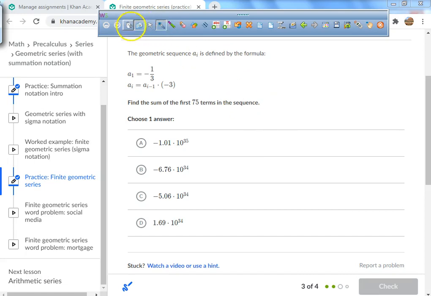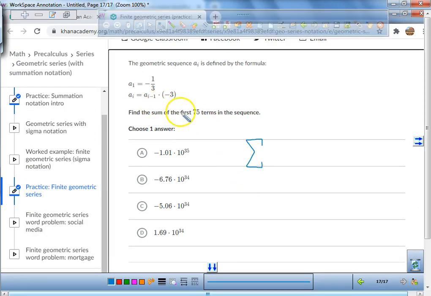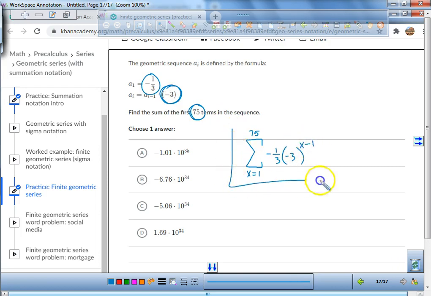So I'm going to set it up. Here's your summation notation. It's telling me there is a total of what? 75 terms. So I'm going to start. I'm just going to put x equals 1. Up here I'm going to put a 75. The very first term is -1/3. They've told me what the common ratio is. The common ratio is a -3. I don't know why they keep making it a -3, but that's what they're saying. And I put x minus 1. I type that guy in, and that gives me my answer.